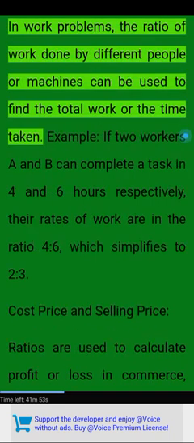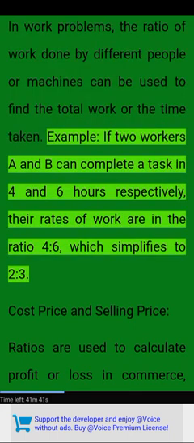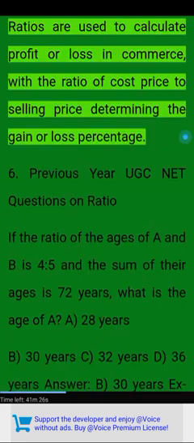Work and time problems. In work problems, the ratio of work done by different people or machines can be used to find the total work or the time taken. Example, if two workers A and B can complete a task in 4 and 6 hours respectively, their rates of work are in the ratio 4:6, which simplifies to 2:3. Cost price and selling price. Ratios are used to calculate profit or loss in commerce, with the ratio of cost price to selling price determining the gain or loss percentage.